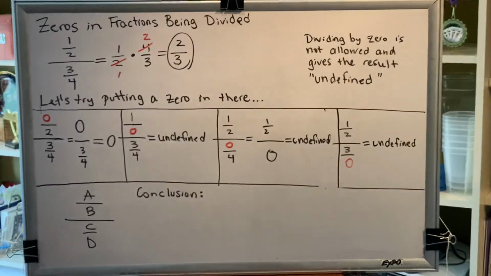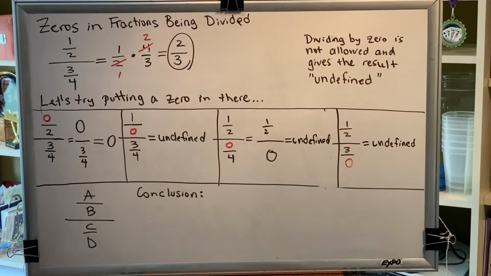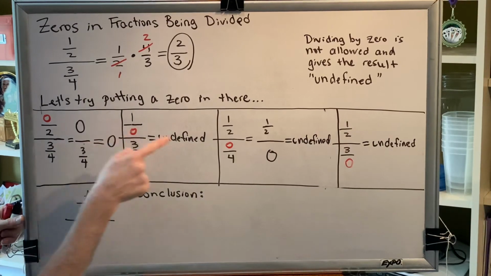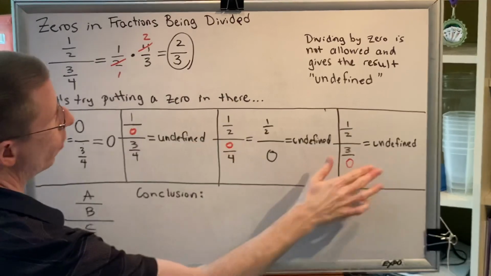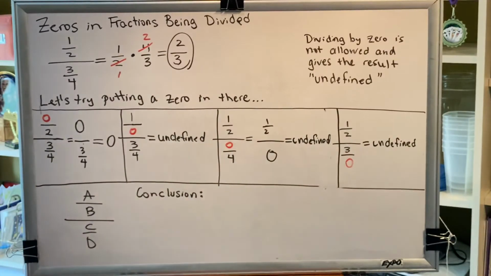Now, what is the important pattern here? What conclusion can we draw based on what we have observed? Here's what I notice. If you have 0 in the numerator of the numerator fraction, that's fine, and you will get the result 0. However, if there is a 0 in any other position, then we get the result undefined. So let's document our conclusion.